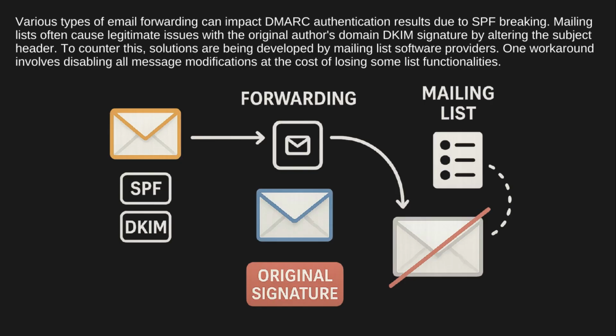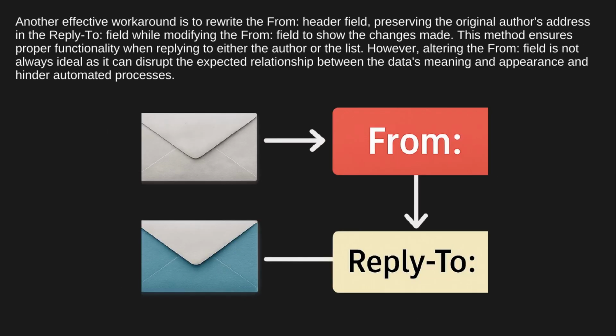Mailing lists often cause legitimate issues with the original author's domain DKIM signature by altering the subject header. To counter this, solutions are being developed by mailing list software providers. One workaround involves disabling all message modifications at the cost of losing some list functionalities. Another effective workaround is to rewrite the From header field, preserving the original author's address in the Reply-To field while modifying the From field to show the changes made. This method ensures proper functionality when replying to either the author or the list.